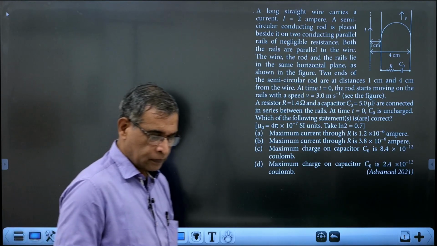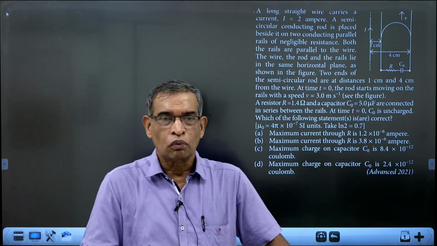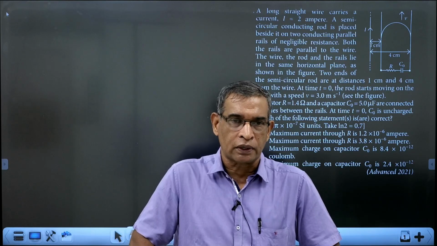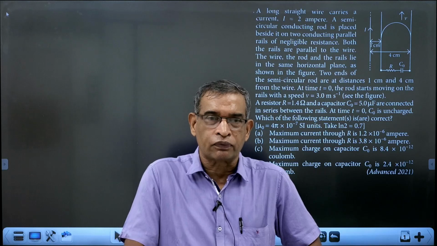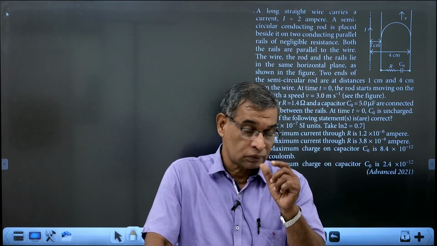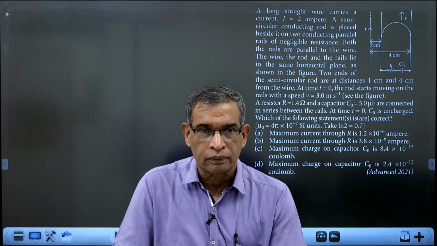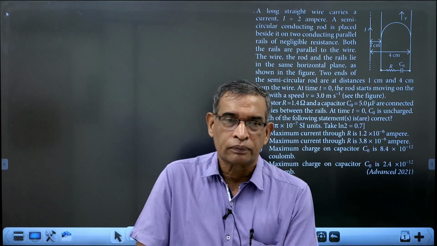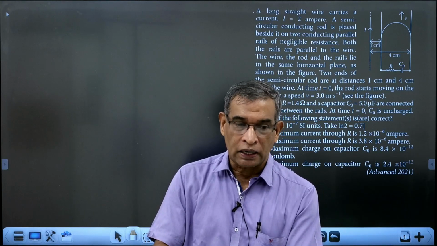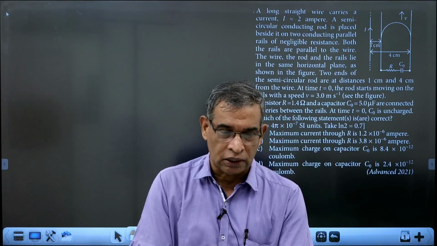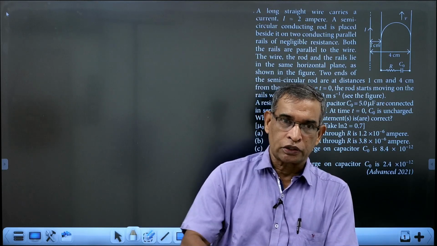Next, when a conductor moves perpendicular to a magnetic field, we have heard about what is called the motional EMF. EMF is induced in that moving conductor, and the EMF formula is given by BLV, the standard formula we are applying, where B is the magnetic field existing, L is the length of the conductor, and V is the speed with which it is moving perpendicular to the magnetic field.